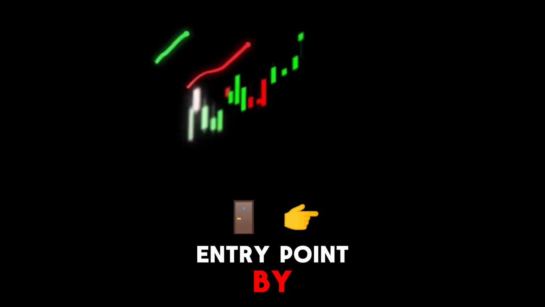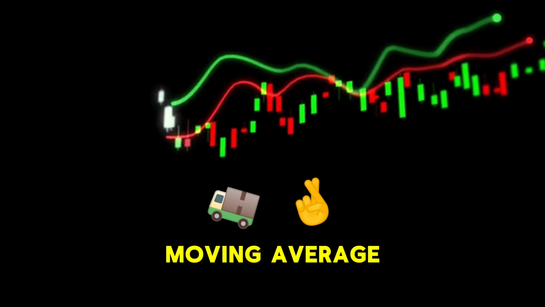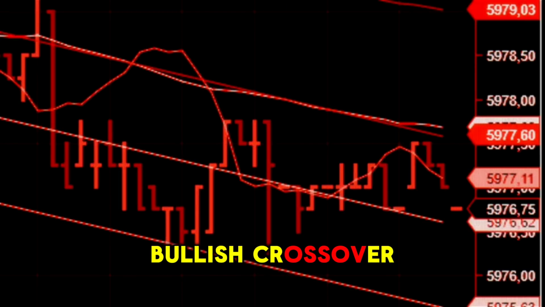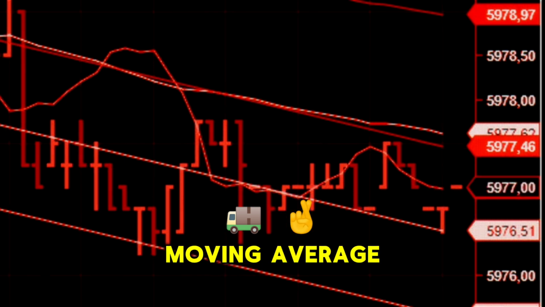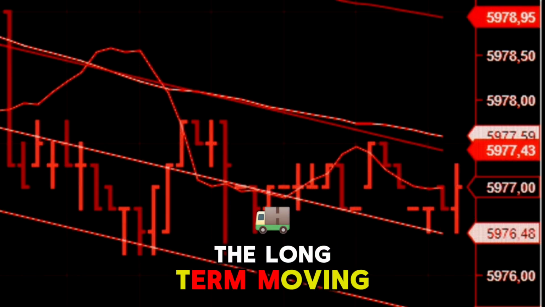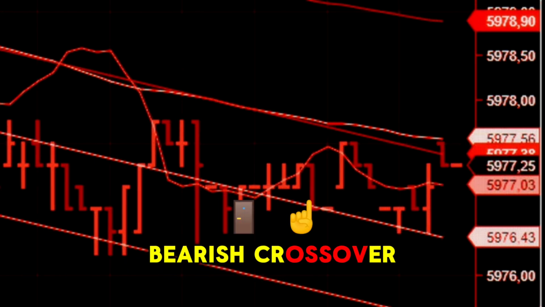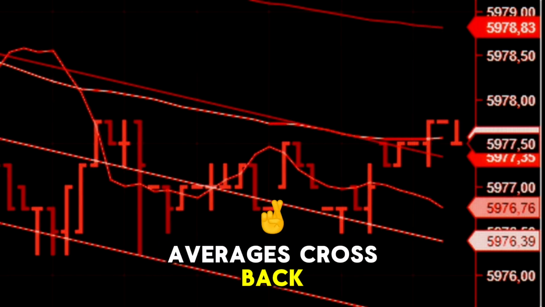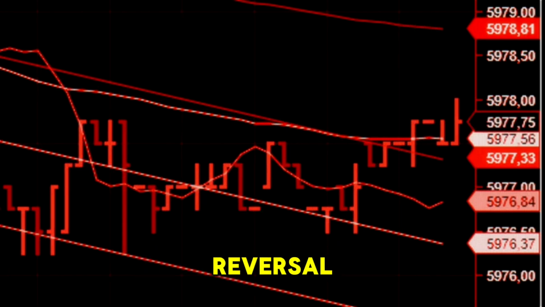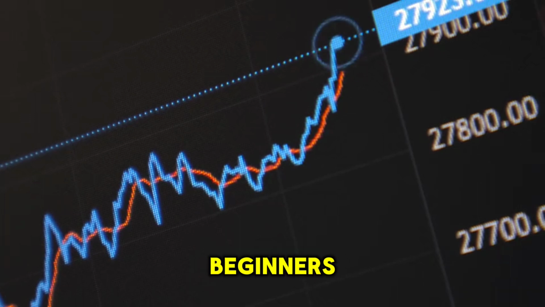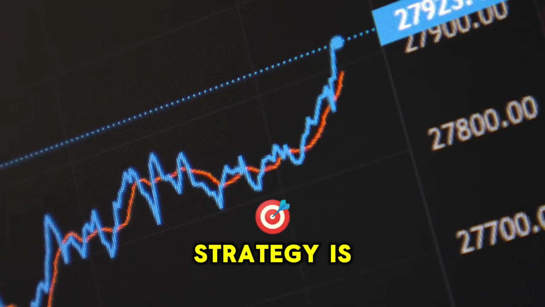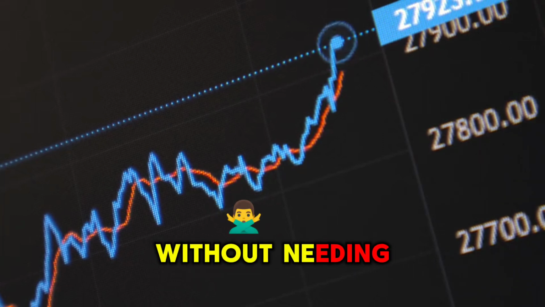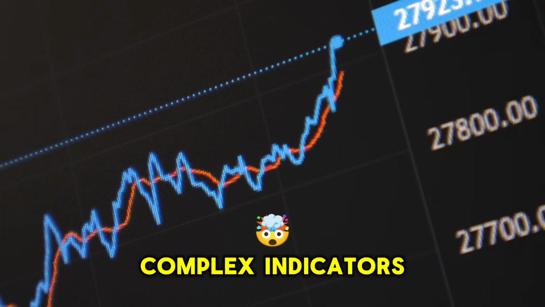Entry point: buy when the short-term moving average crosses above the long-term moving average (bullish crossover). Sell when the short-term moving average crosses below the long-term moving average (bearish crossover). Exit point: exit when the moving averages cross back, indicating a potential trend reversal. Why it works for beginners. The moving average crossover strategy is simple and helps beginners identify trend changes without needing to understand complex indicators.